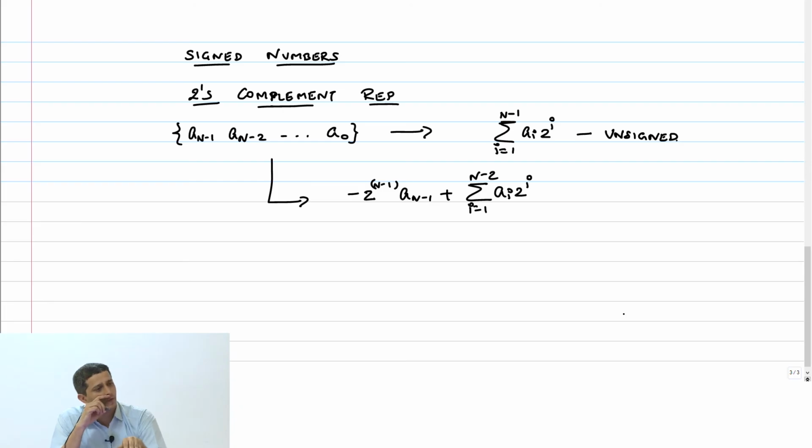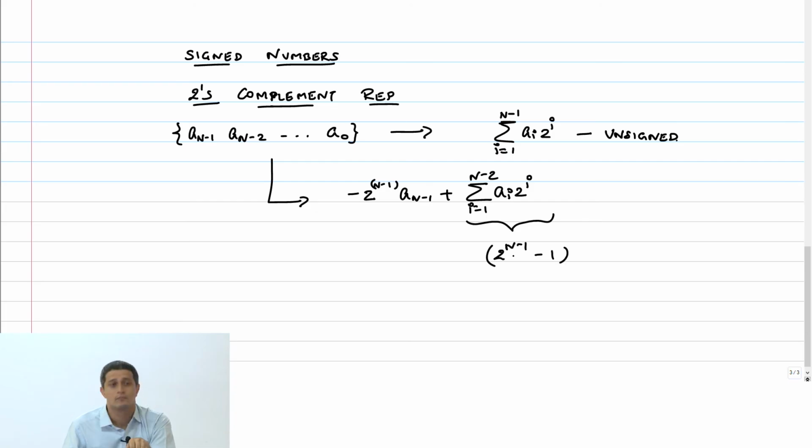So how do you identify now if this number is positive or negative? If I give you a 2's complement number, you look at the MSB. If the MSB is 1, you are saying that the number has to be negative. How do you know? In some sense, the maximum value of the first term is 2 power n minus 1 in magnitude. So what is the maximum value of the remaining part?